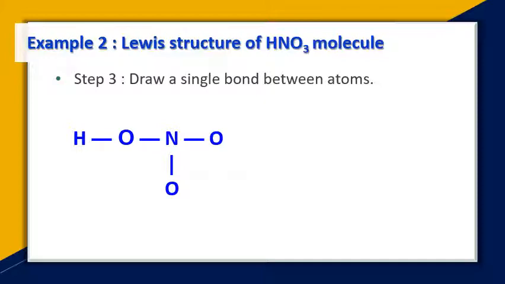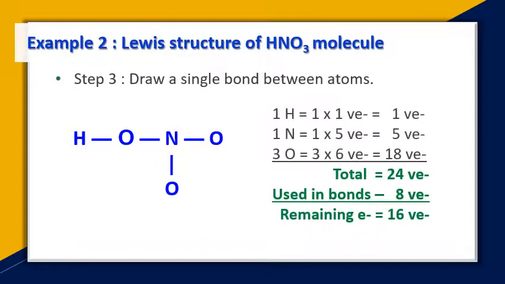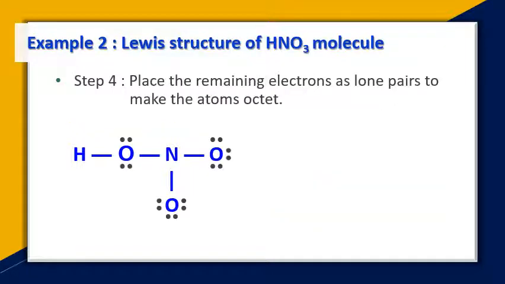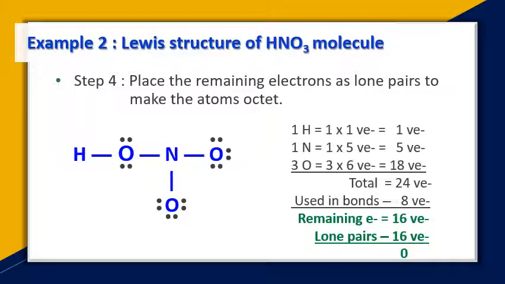The next step is to draw the single bonds between the atoms. By forming 4 single bonds between the atoms, we have used up 8 valence electrons. From the total of 24 valence electrons, minus 8 electrons from the bonding pairs, we still have 16 electrons remaining. Next, place the remaining 16 valence electrons as lone pairs to make the atoms octet.